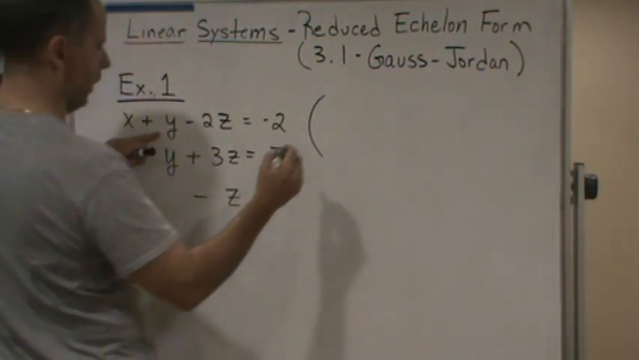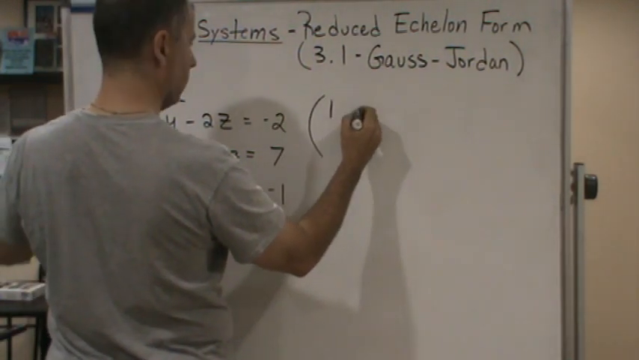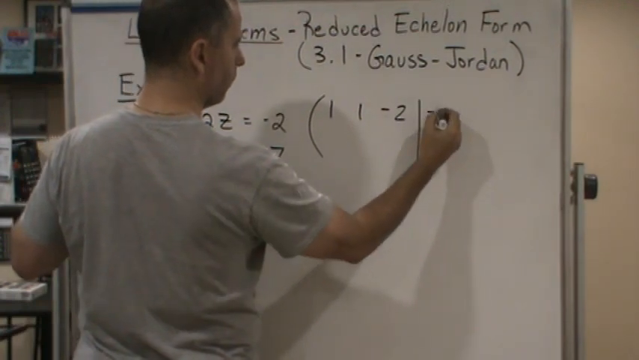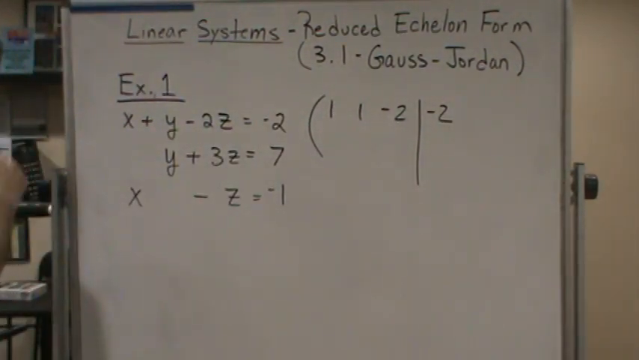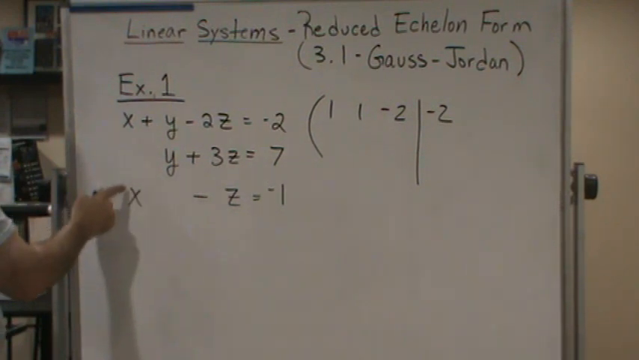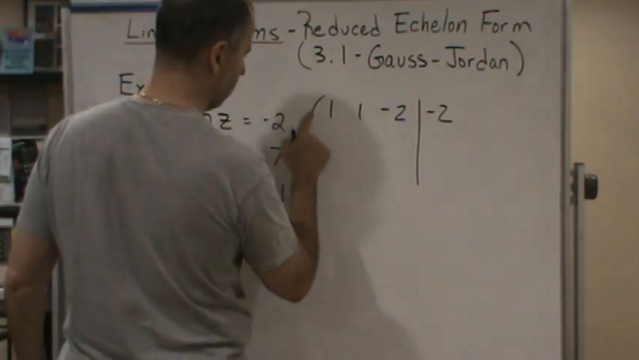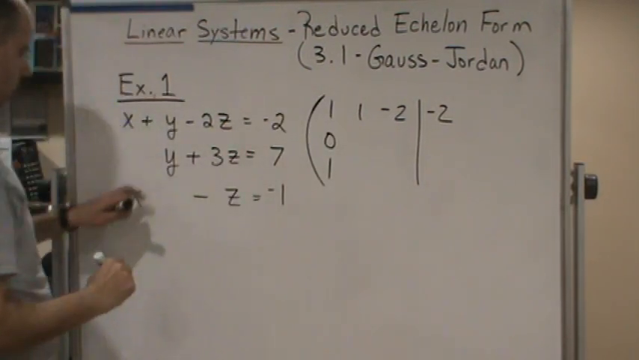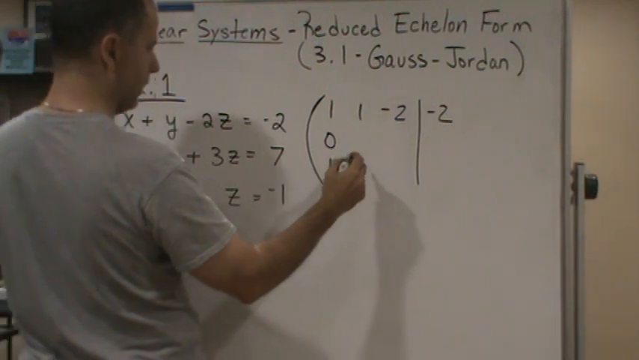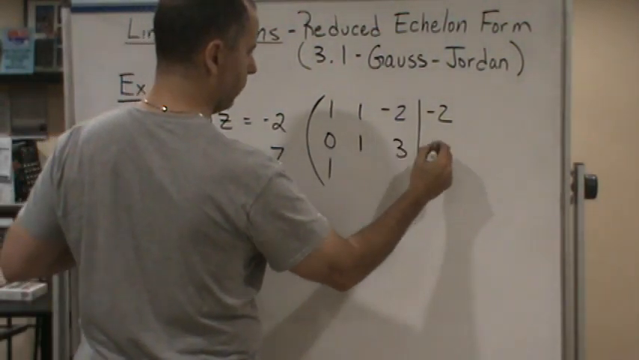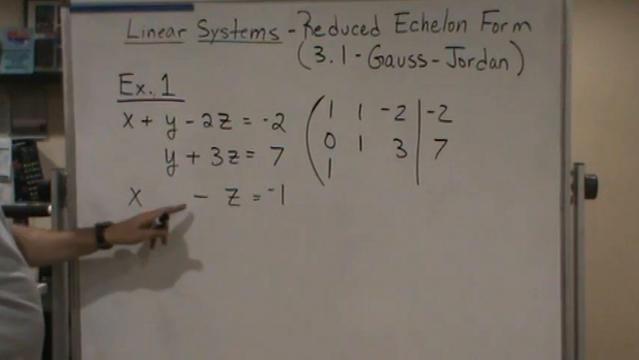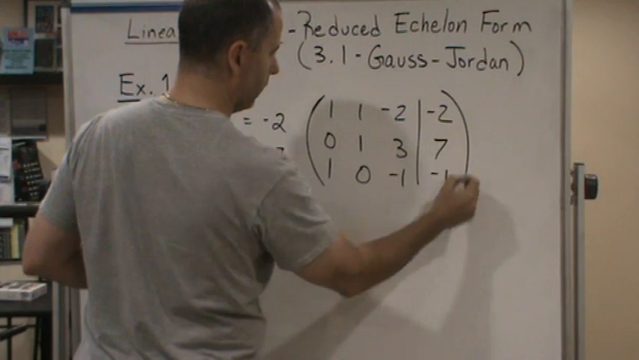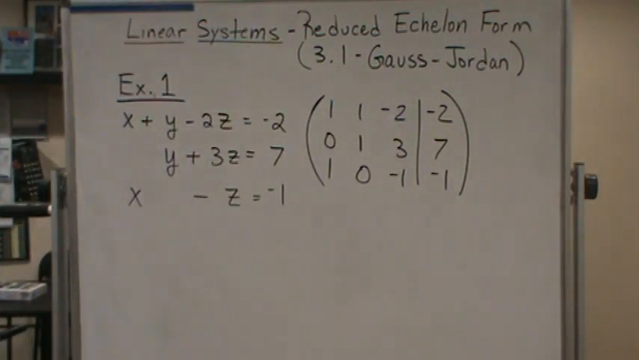So we got 1, 1, negative 2, negative 2. And then going down, we got 1, 0, 1. And so then we got 0, 1, 3, 7. And then we got 1, 0, negative 1, negative 1. Okay, so now what we're going to do is we're going to reduce this.